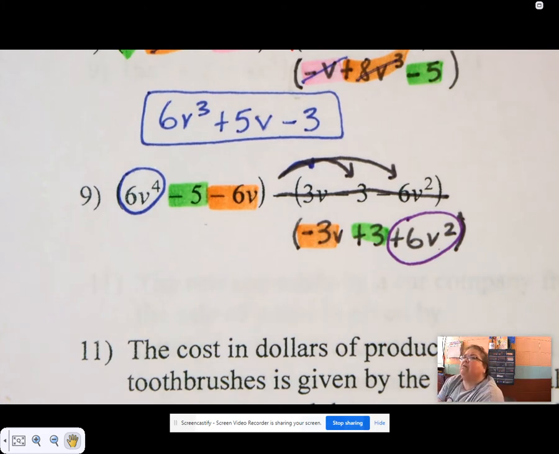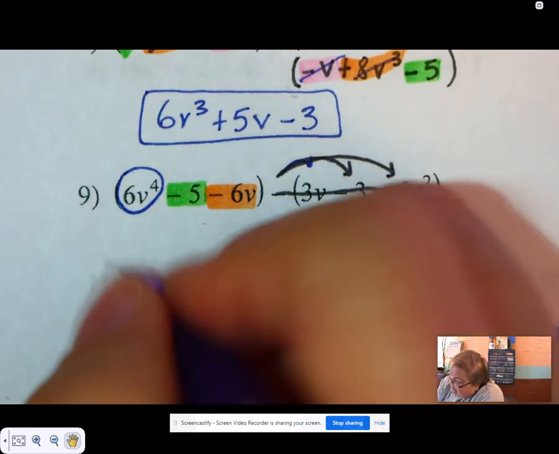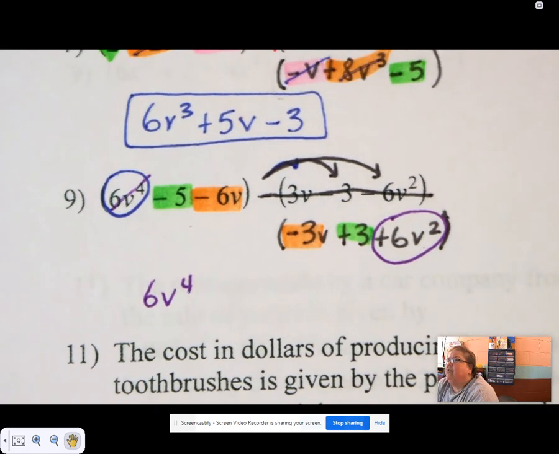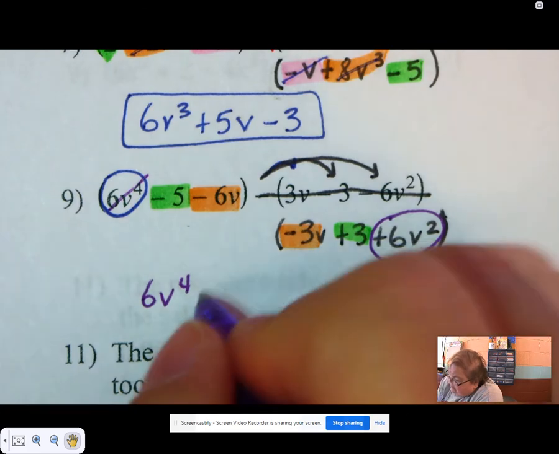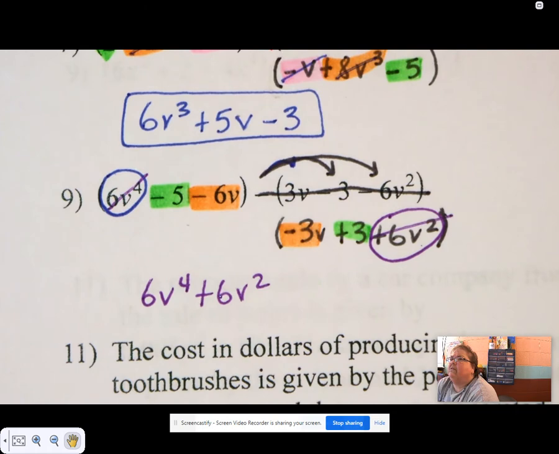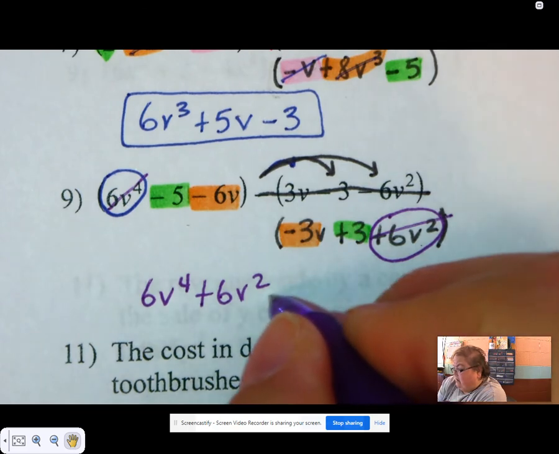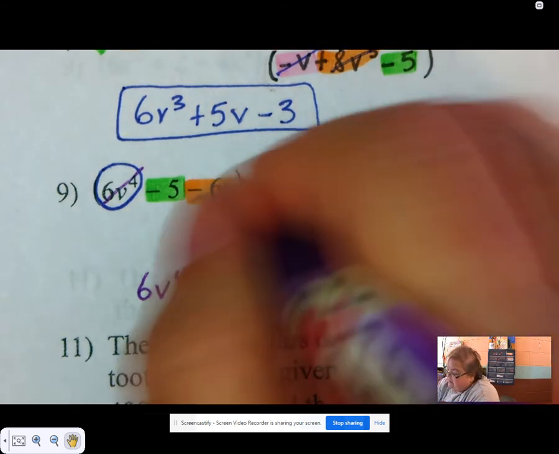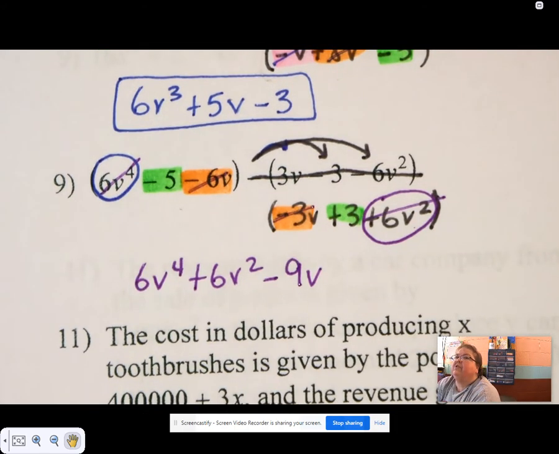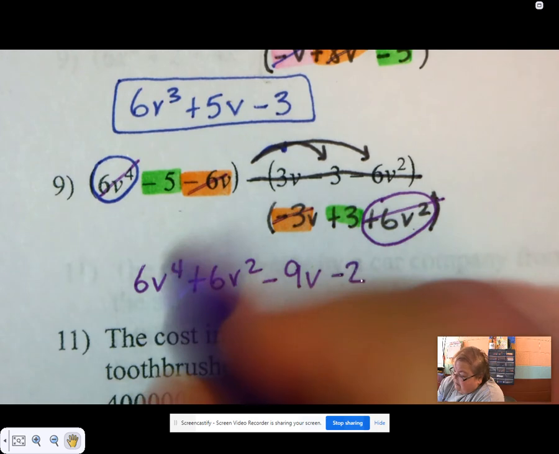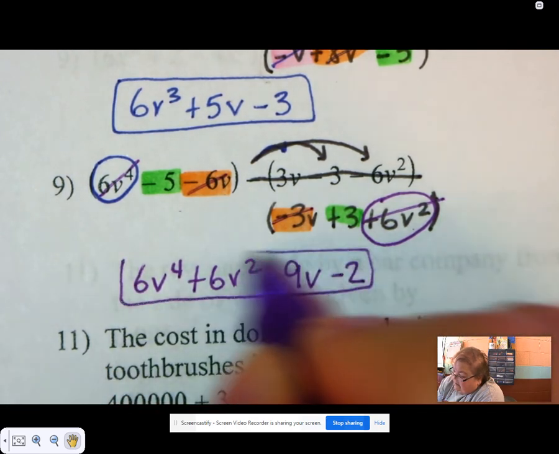Which one do you want to start with? 6v to the 4th. And then which one? Plus 6v squared, I got you. Thank you, Lindsay. Lindsay, which one do you want to do now? And what do we get? Negative 9v is correct. And finally, what is negative 5 plus 3? Negative 2. And that's our final answer. Very good.